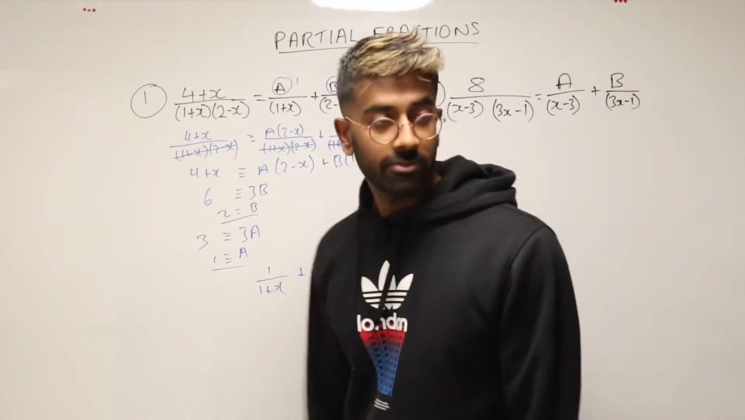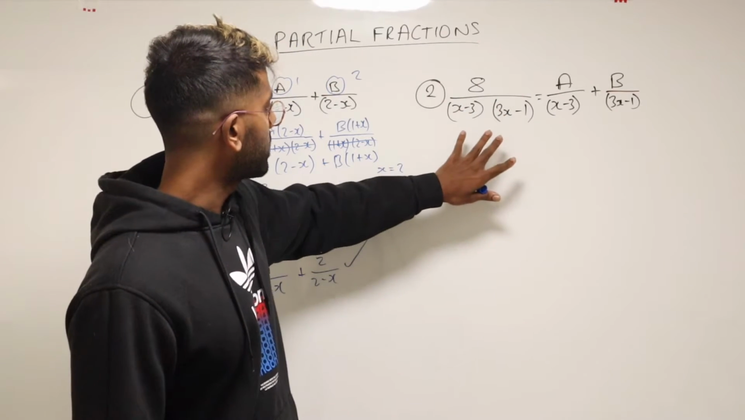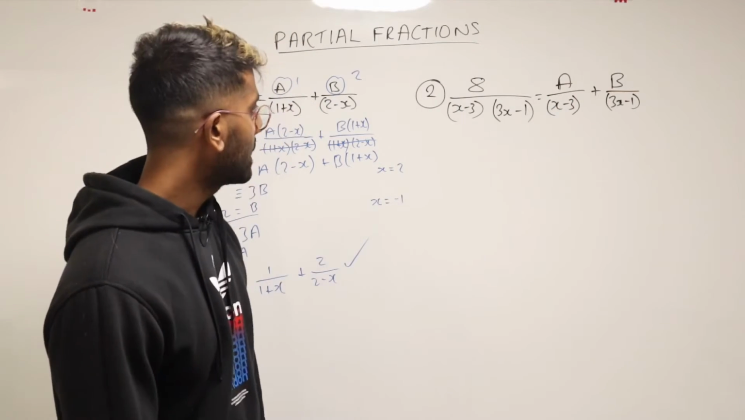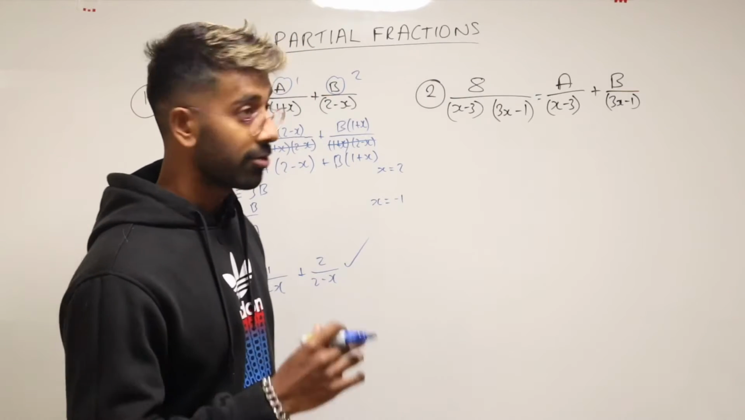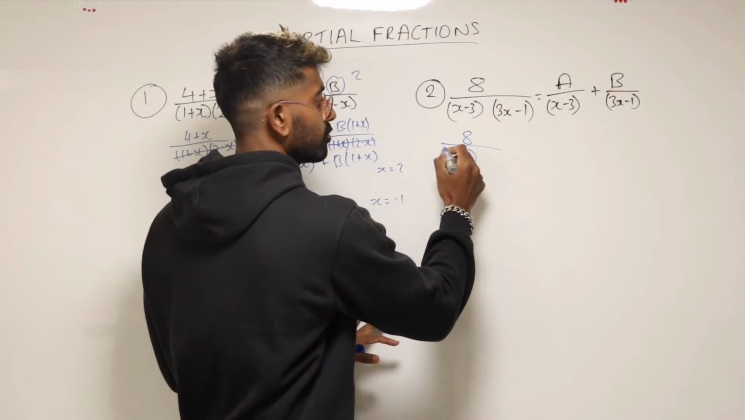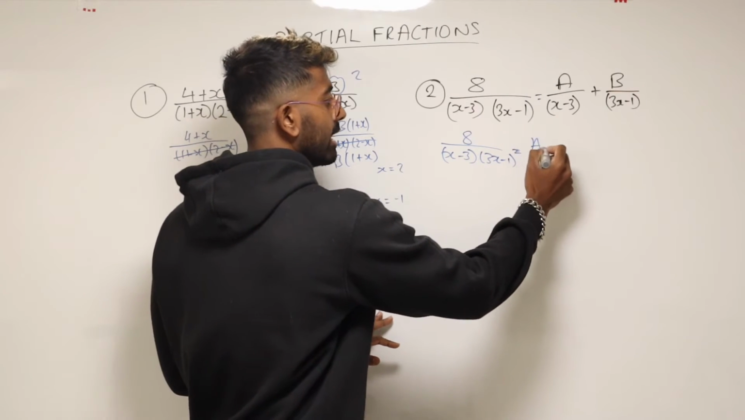Now let's do the same with this one over here. So again, we've got this big fraction, 8 over these two, and we've got to turn it into this. So we'll start by doing exactly the same thing. Let's make these denominators the same. So we'll have 8 over x minus 3 and 3x minus 1, which should be the same as a.